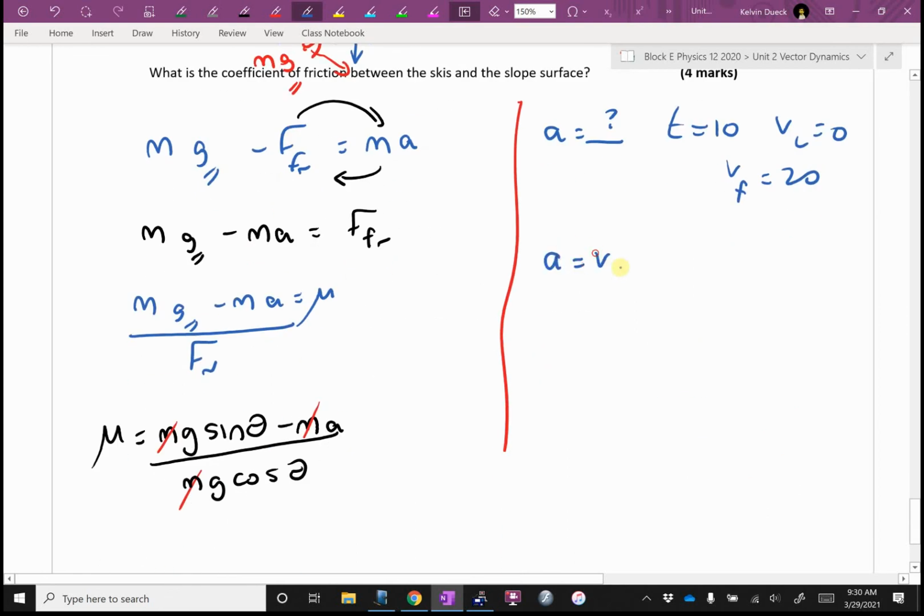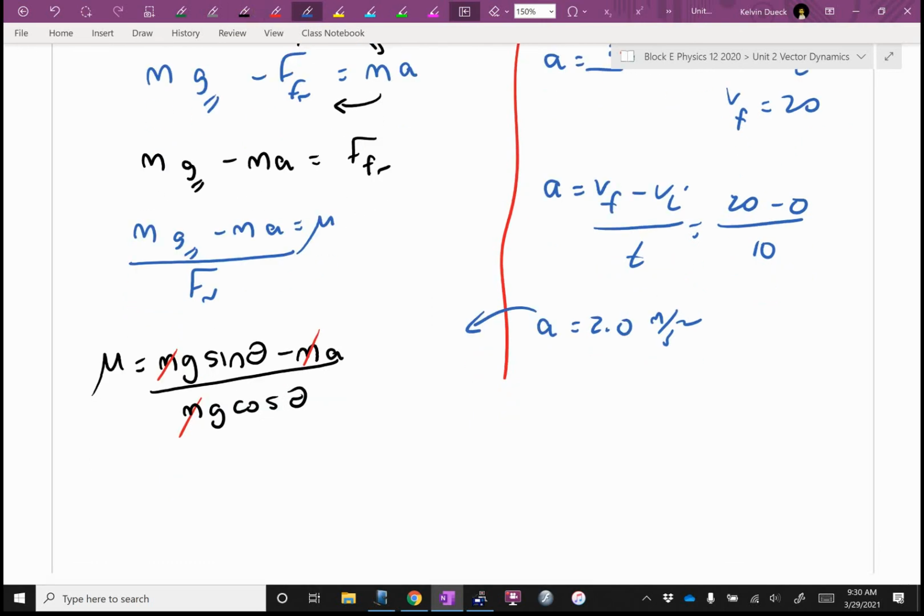A equals VF minus VI over T. It's going to be 20 minus 0 all over 10. In fact, Kyle, I'll bet you can do that in your head. What's the acceleration exactly as a number in your head? Well, that was handy. So I can walk that over here. Now I'm good to go.